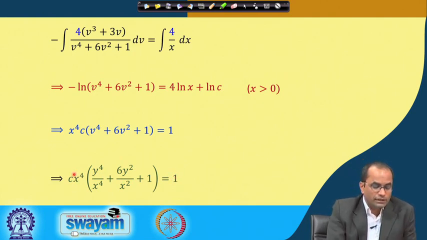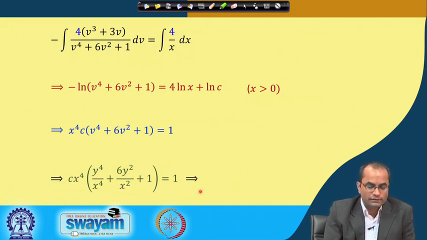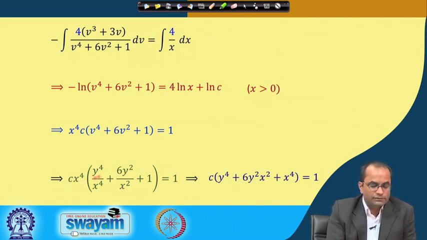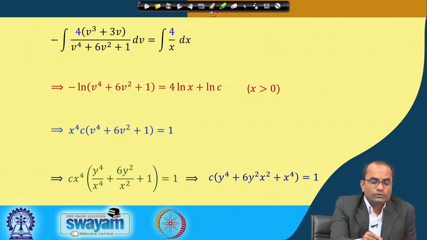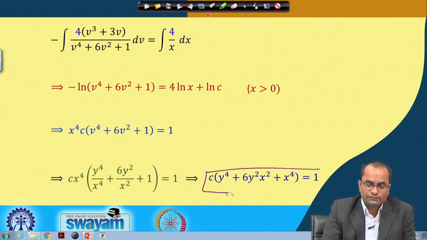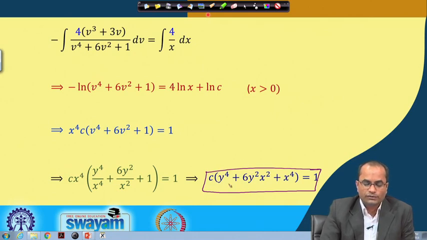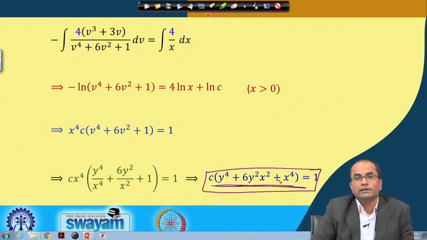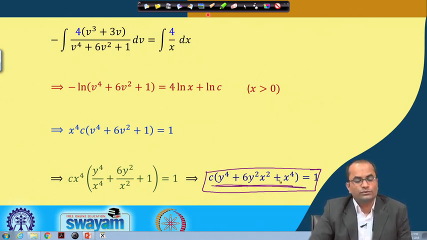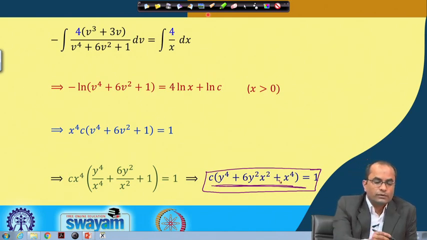And now this x^4 also we can bring inside the bracket. So, what we will get is c times (y^4 plus 6 x^2 y^2 plus x^4) equal to 1, and that is the solution again given in implicit form. So, we have y and x given in implicit form as the solution of the given differential equation.